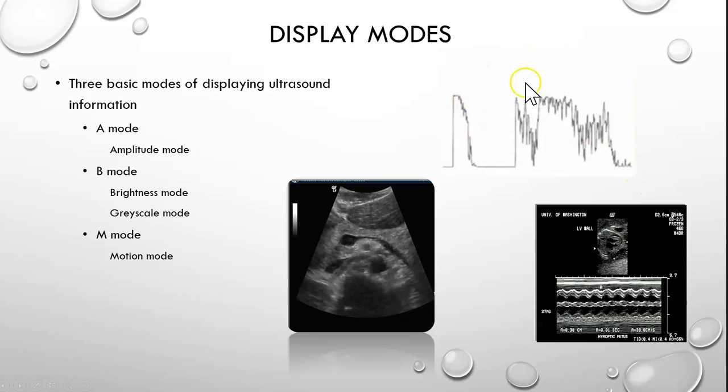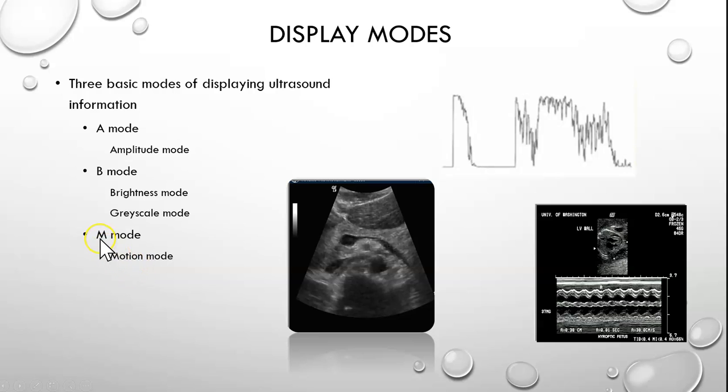We utilize the A mode, or the brightness or the strength of the return echoes along the axis, to create the B mode image. So each line of a B mode image consists of the acquisition of one line of A mode information to create each line of the B mode image, and then the B mode image is multiple lines across the scan area, forming the image itself. So B mode is brightness mode, or also known as grayscale mode.